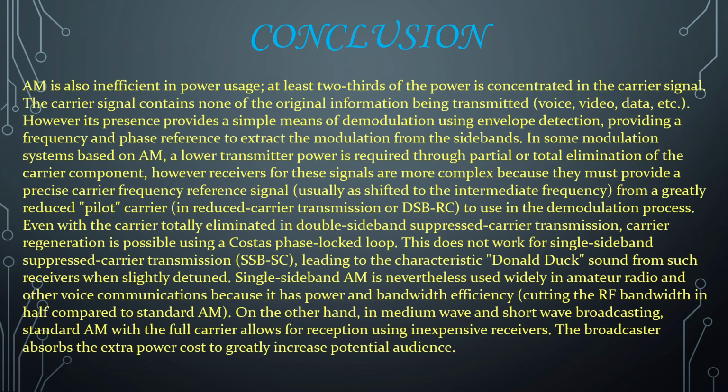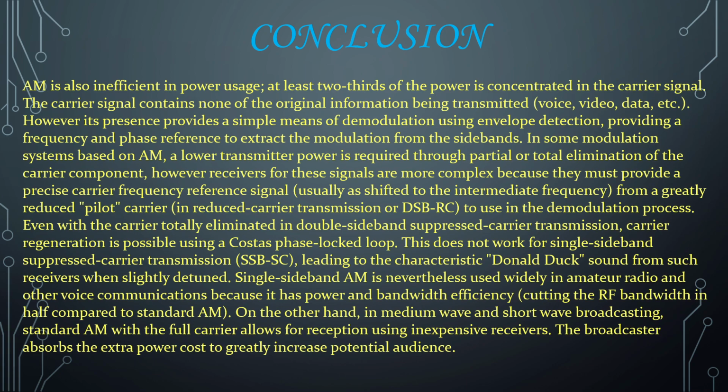AM is also inefficient in power usage. At least 2/3 of the power is concentrated in the carrier signal. A carrier signal contains none of the ordinary information being transmitted, voice, video, data, etc. However, its presence provides a simple means of demodulation using envelope detection, providing a frequency and phase reference to extract the modulation from the sidebands.